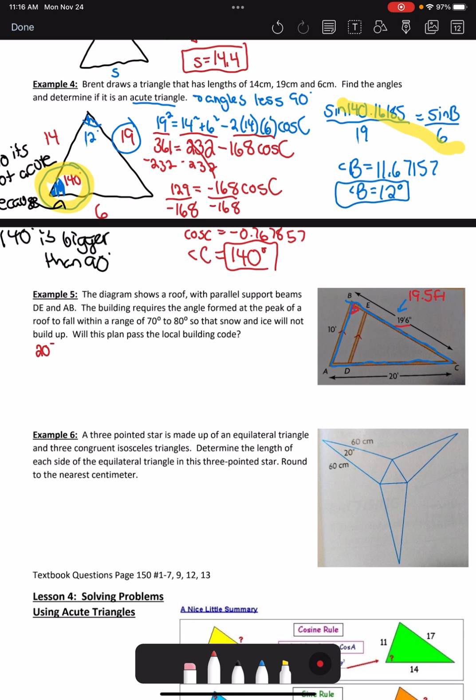So 20 is opposite to the side or angle I'm trying to find. So I have 20 squared equals 19.5 squared plus 10 squared minus 2 bracket 19.5 bracket 10 cos C. So then from here I have 400, 19.5 squared plus 10 squared is 480.25, and then 2 times 19.5 times 10 is minus 390 cos C. Okay, so then from here I subtract the 480.25 over, and I have negative 80.25 equals negative 390 cos C.